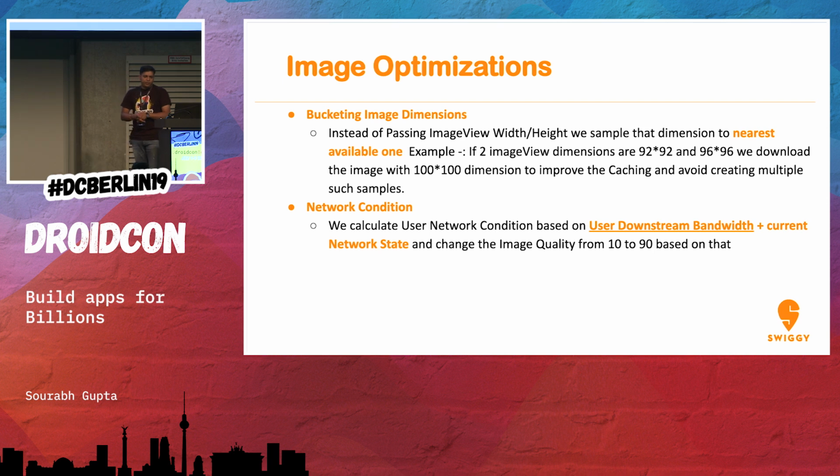Network condition. We calculate the user network condition based on the downstream response time, plus the current network state, and based on that, we change the quality of the image.